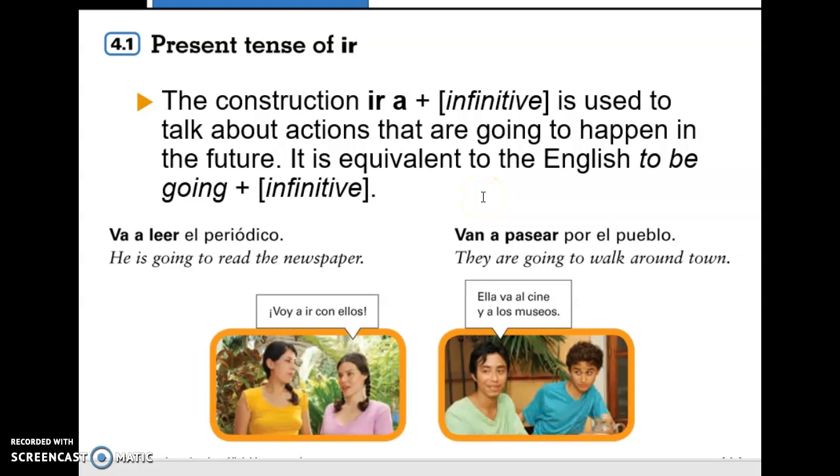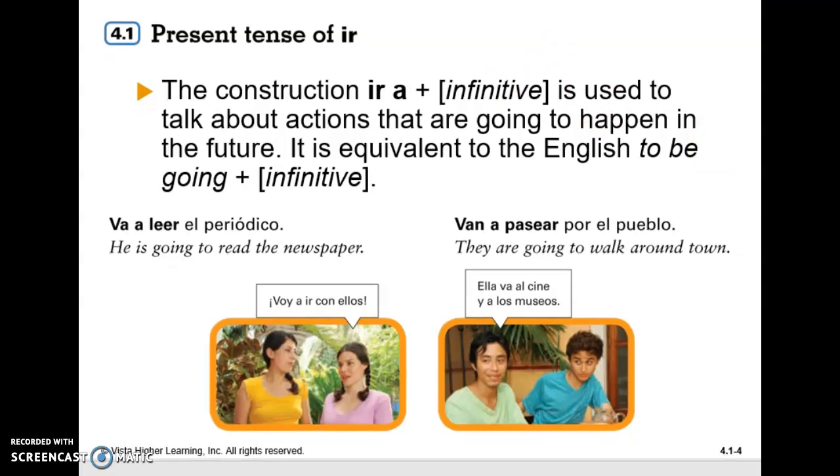Also, we are going to use ir plus an infinitive verb. Remember that an infinitive verb are those verbs that are not conjugated. So, for example, in English would be to go, to eat, to buy. It doesn't tell me who is performing the action. In Spanish, that is going to be the equivalent to comer, dormir, comprar, and so on. If you say, voy a comer, I am going to eat. Voy a leer el periódico. I am going to read the newspaper.